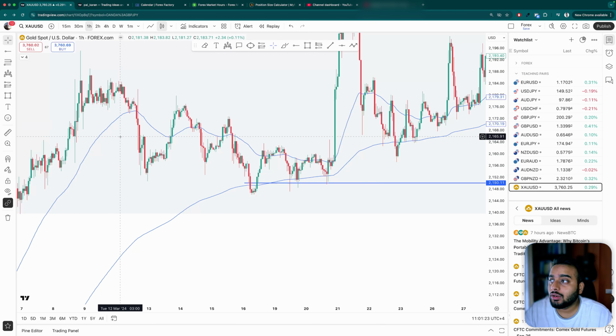So we can see 1-hour structure was clearly bearish around here. We'll just draw this so that it's easy to understand. 1-hour structure, this. Okay, this is not a structure. I mean, this is a lower high, this is a lower low. So no structure.